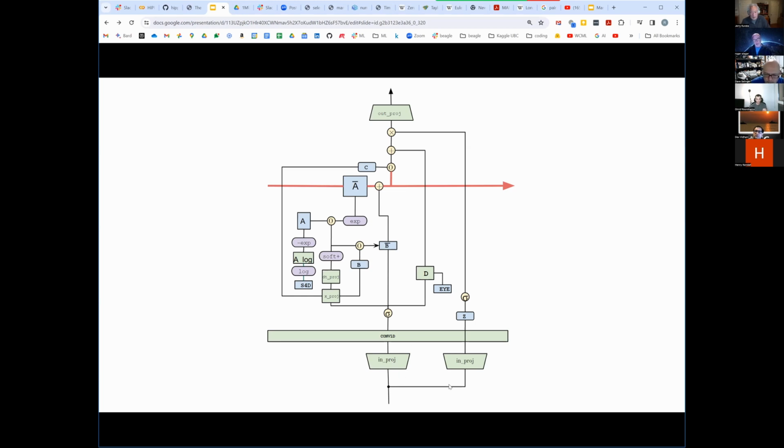Then there was one other part where they're taking the original model input and running it through a projection to the same dimension as this one. They're labeling this the Z vector. It also runs through a nonlinearity, and they're using that to modulate the output. So there's both the C and the Z that modulates it.